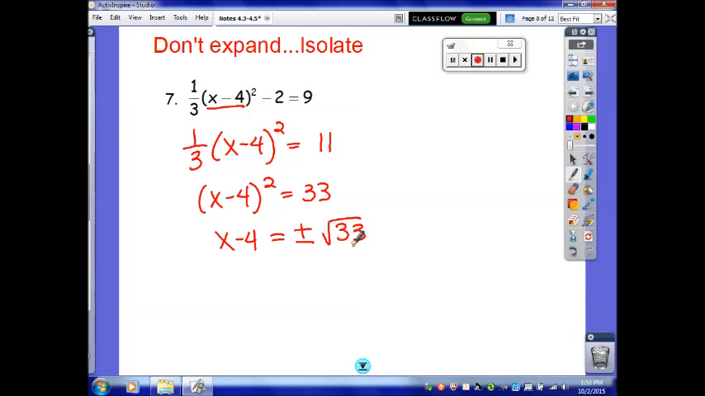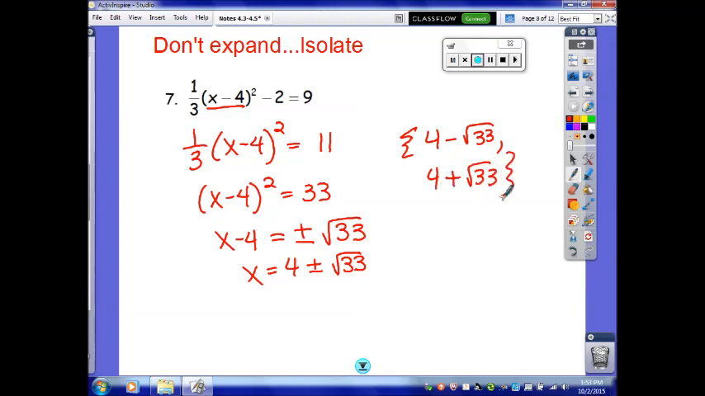All right, now here again, I got to solve for x. So now I got to isolate x. So x is equal, add 4, plus or minus the square root of 33. This is an irrational answer. So the other two problems have had irrational answers too. So your two solutions are 4 minus the square root of 3 and 4 plus the square root of 3. Those are my two answers. And those are just irrational numbers.